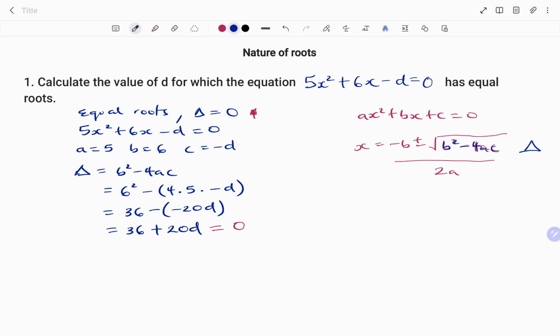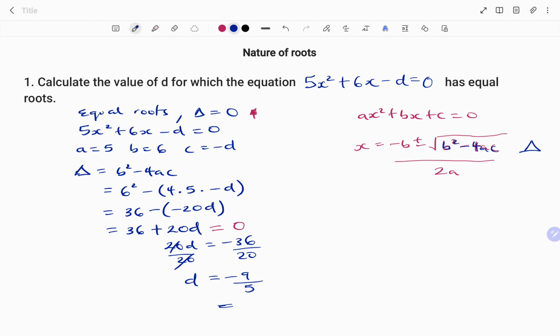If we move our 36 to the other side, we're going to have 20d equals minus 36. Dividing both sides by 20, we have d equals, simplifying the fraction, minus 9 over 5. That's dividing both the numerator and the denominator by 4. So the value of d for the equation 5x squared plus 6x minus d equals 0 to have equal roots will be minus 9 over 5.